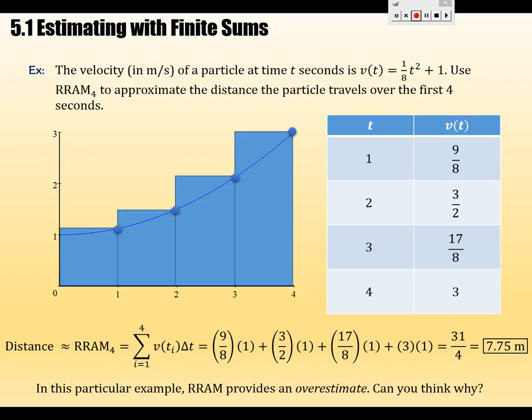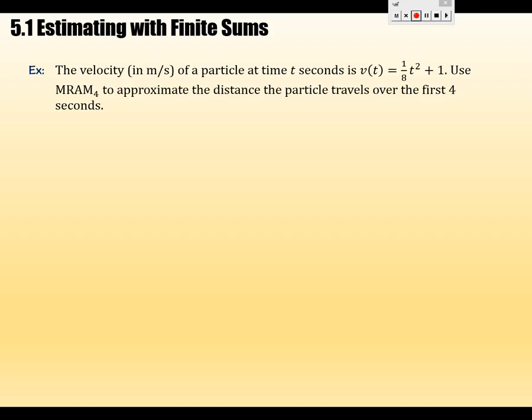Now, keep in mind, if it's not a monotonic function, then we don't know, right? Who knows whether it's an overestimate or underestimate if it's going up and down. But if it's strictly increasing or strictly decreasing, we can pretty easily say which it is.